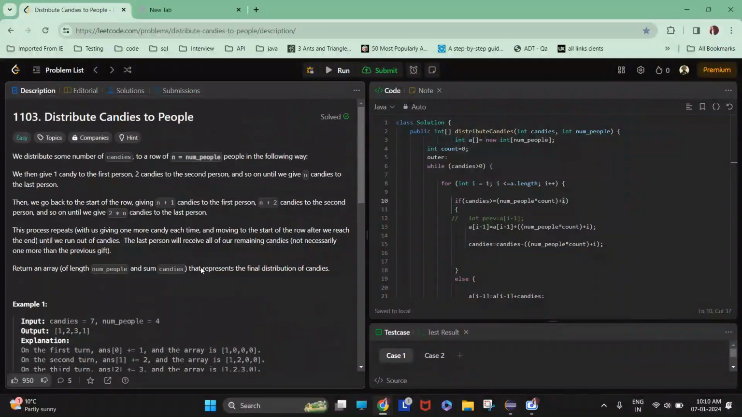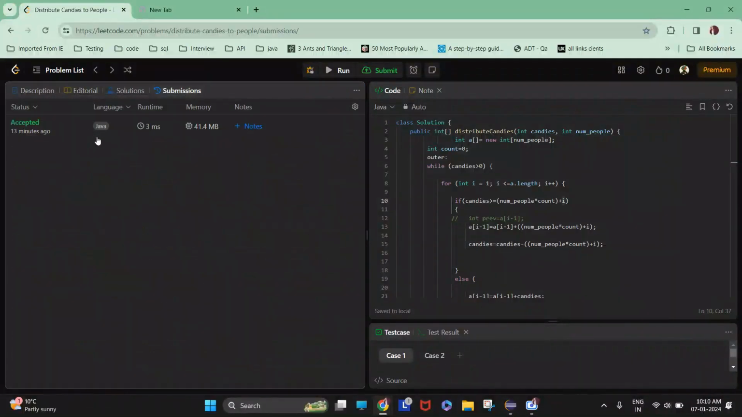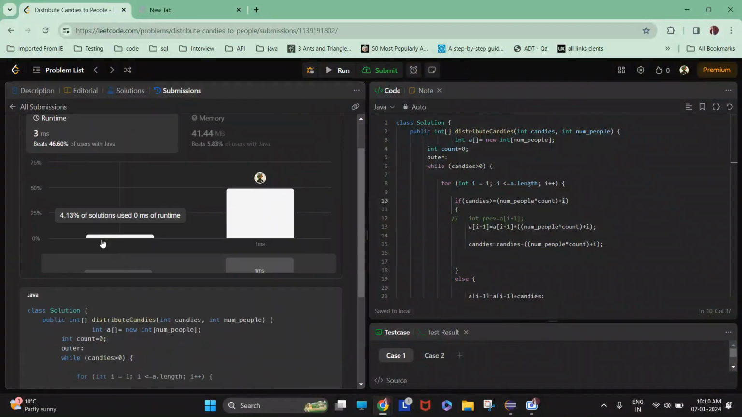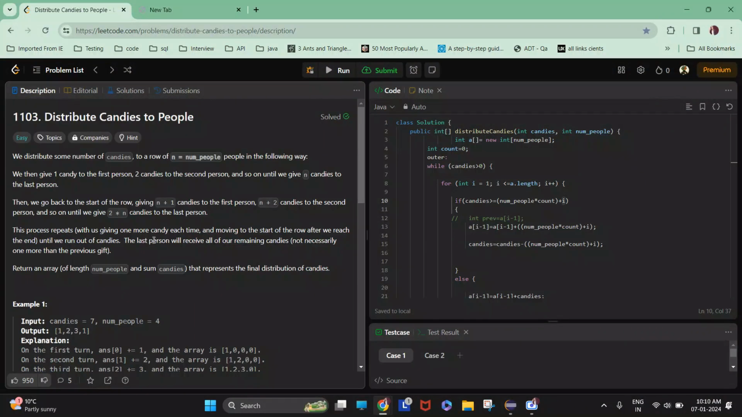Hi guys, so today's question is distribute candies to people. This has been solved, and it took three months' time, and there are 27 test cases. So I can take the description of the problem.